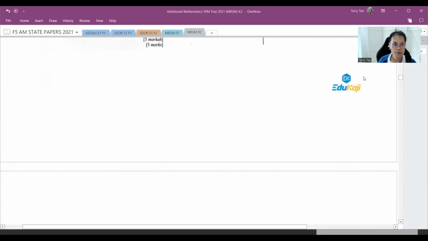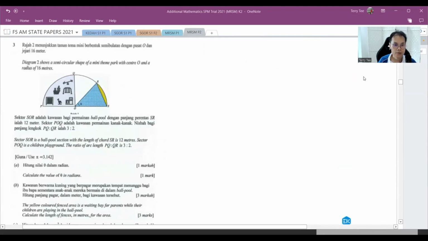Okay, moving on to question number 3. The diagram shows a semicircular shape of a mini theme park with a center O and a radius of 16 meters. The sector SOR is a ball pool section, with the length of chord SR being 12 meters. So this is 12, this is 16. The ratio of the length of arc PQ to QR is 3 to 2. PQ is 3, QR is 2. Now, we're supposed to find the value of theta in radians.